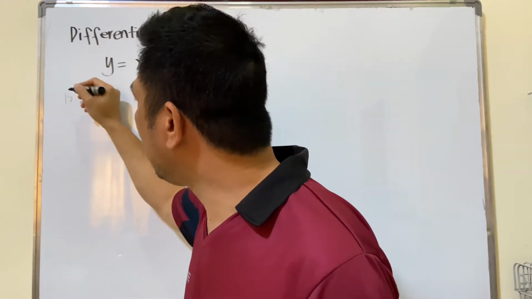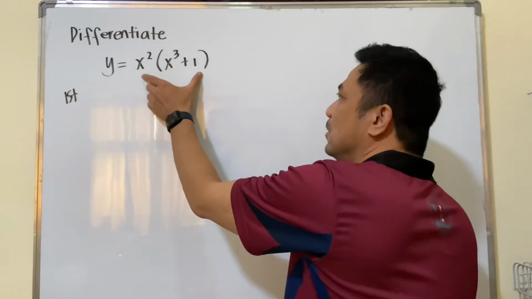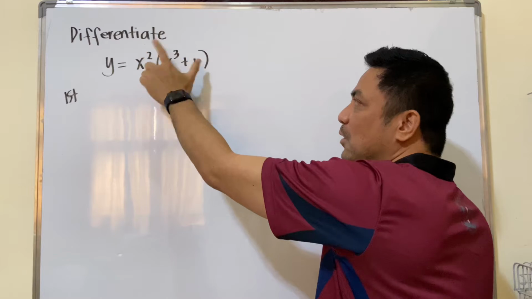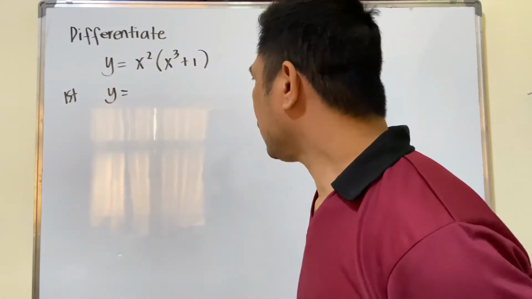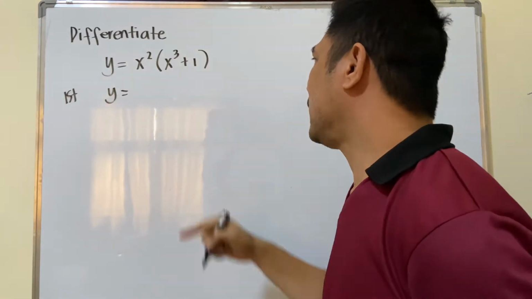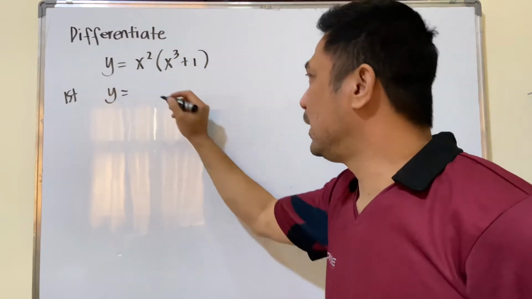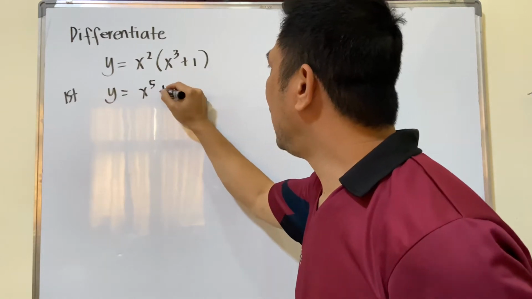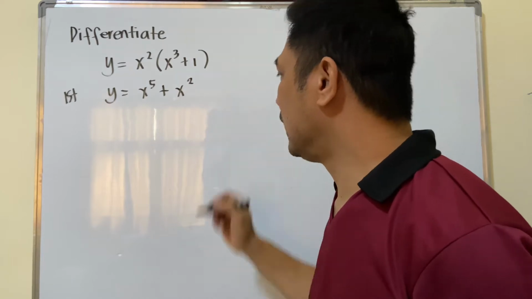The first solution is to simplify first. So x squared times the quantity x cubed plus 1. You just have to distribute x squared inside. The product of x squared times x cubed: they have the same base, so all you have to do is add the exponents. That is x to the 2 plus 3, that is 5, plus x. Okay, x squared times 1 is x squared.